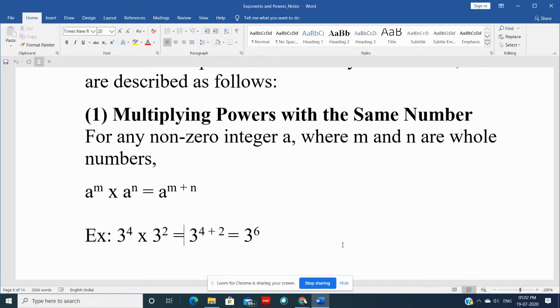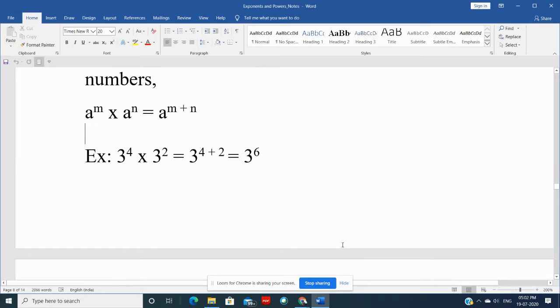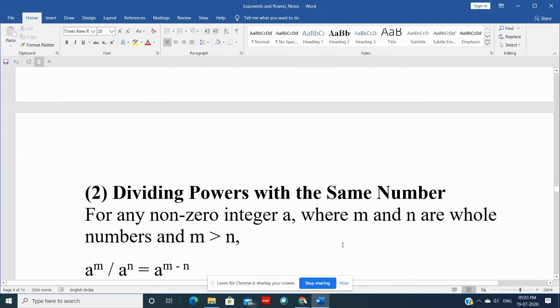added. In case you see the numbers, 3 raised to 4 and 3 raised to 2, that is 3 square, the base is the same, 3. So 3 raised to 4 plus 2, that is 3 raised to 6, and then you can solve accordingly. You need to make your bases the same. If there are same bases and there is a multiplication relationship between them, then their powers will be added. This is the rule.